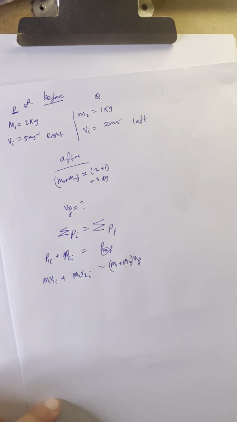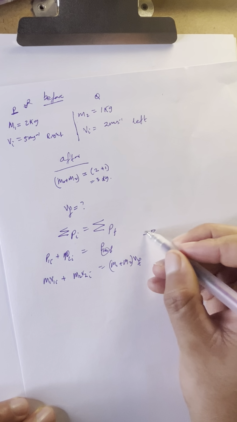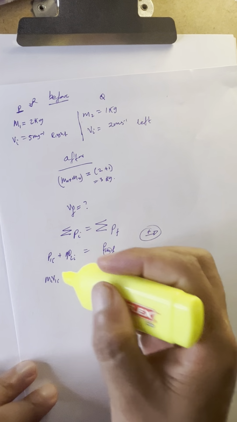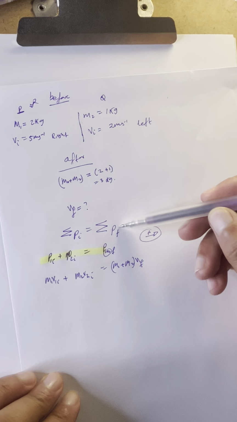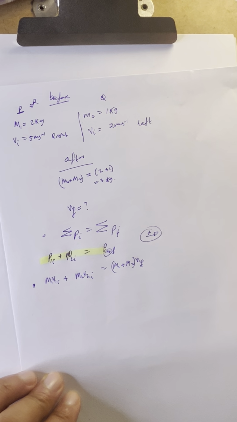So let's substitute. Before we substitute, let us choose the direction that we take as positive. Let's take to the right as positive. You don't need to show this part. You can move directly from this part to this part. So you can move directly into that step.